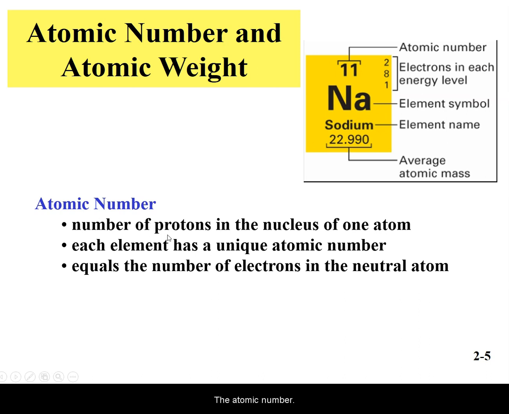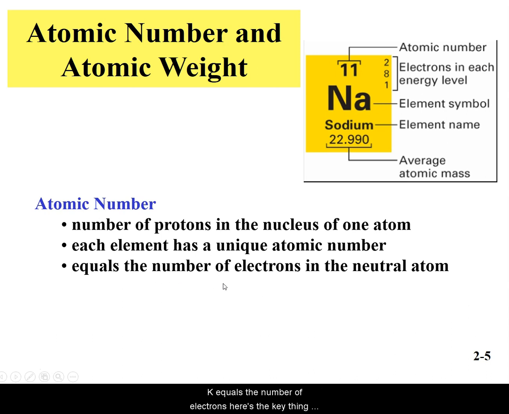The atomic number is the number of protons in the nucleus of one atom. Each element has a unique atomic number, so this is not going to change. If this atomic number changes, it changes the element. And it would take an extreme amount of energy, like a nuclear bomb or hydrogen bomb or a fission or fusion, that would release or take in a tremendous amount of energy to change this to a different element. Under normal circumstances, it just would not happen.